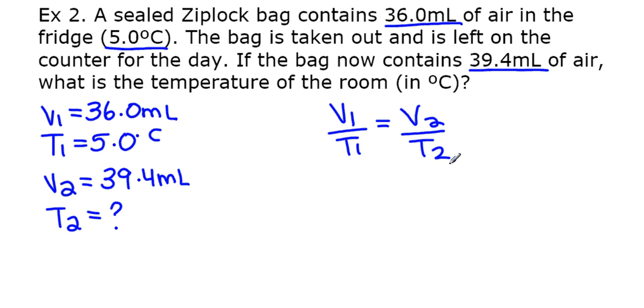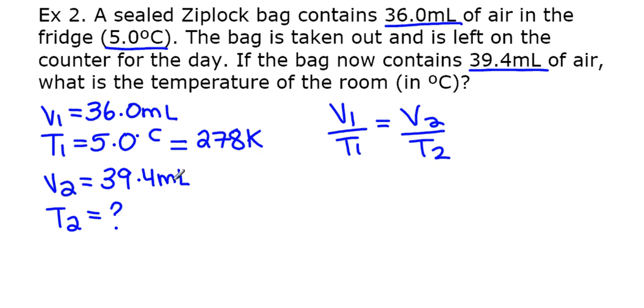Now, remember when we're dealing with temperature, we can't use degrees Celsius, so we have to change our 5 degrees Celsius into Kelvin before we can use our formula. So why don't you try that out? How do you convert 5 degrees Celsius into Kelvin? If you remember, going from Celsius to Kelvin, you have to add 273. So when we add 273, you should get 278 Kelvin.